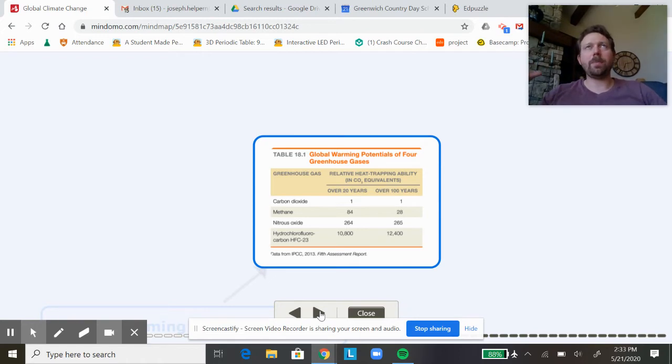So why do we care about carbon dioxide then, if all of these other ones are way better at absorbing heat? The answer is because we just have so much more carbon dioxide in the atmosphere than the other ones.